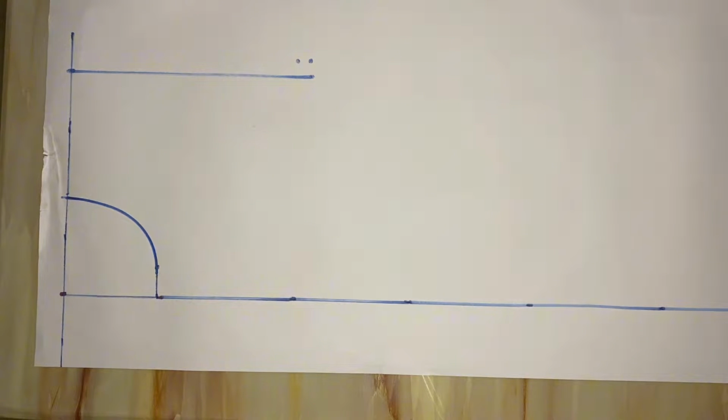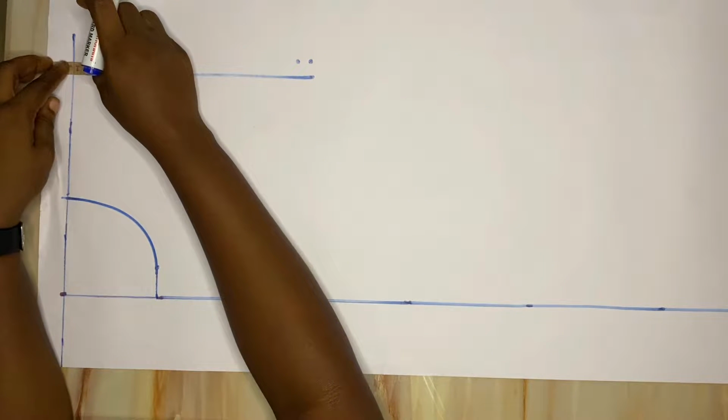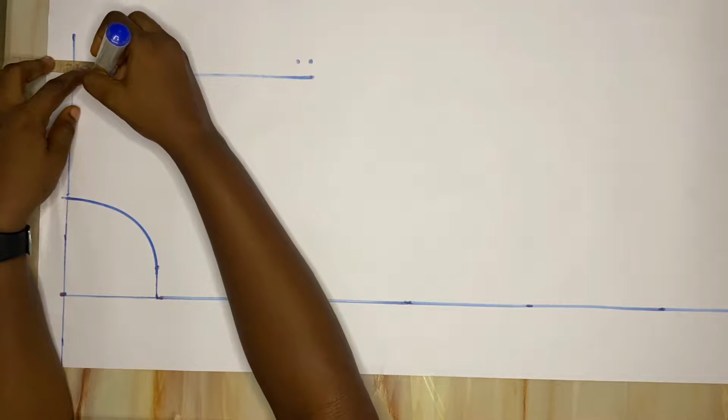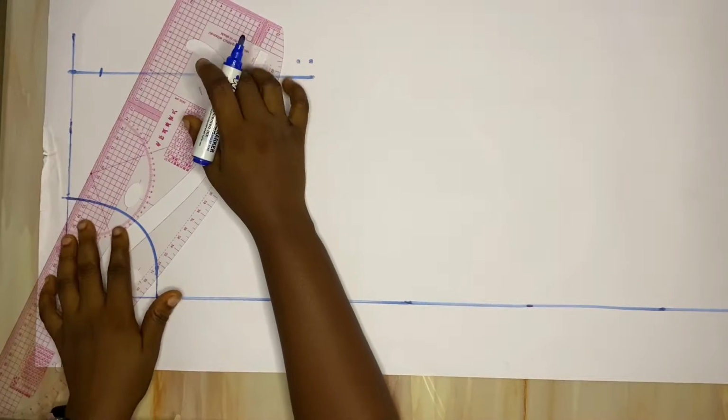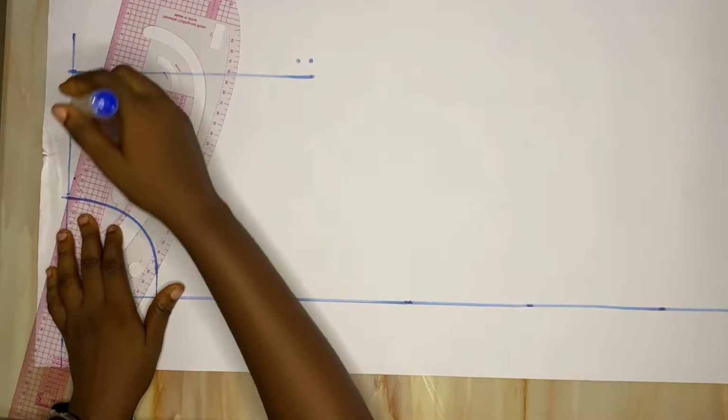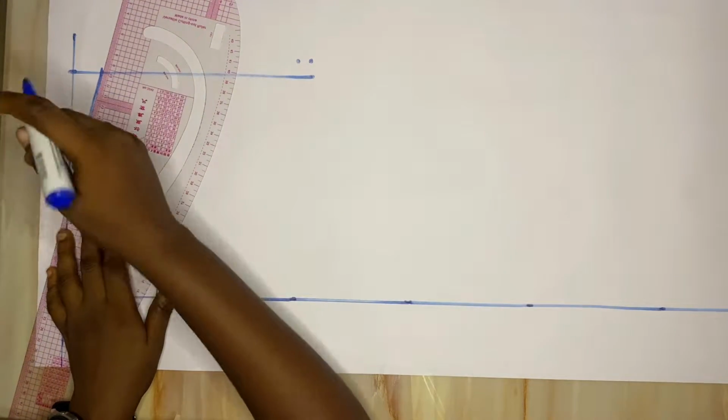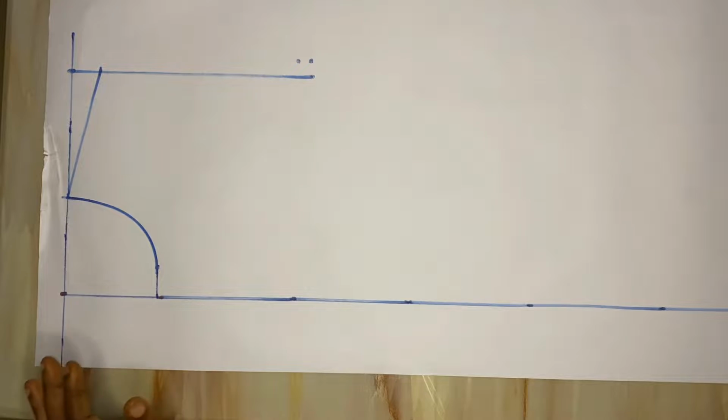Next is to come down by 1 inch from the shoulder here to get that shoulder slant or slope. So after coming down by 1 inch, I'll connect this to the neck width using my rule like this. So you know how our shoulders are not straight, they're quite slanted. So that's what we just did here.